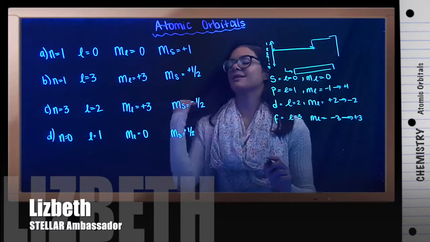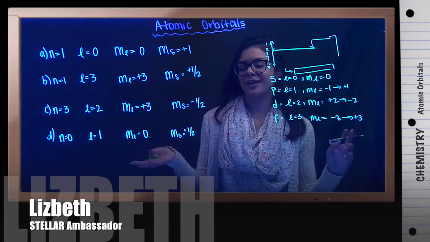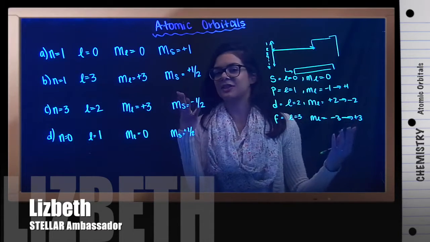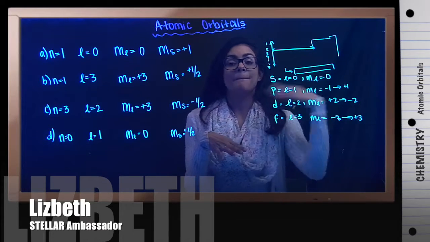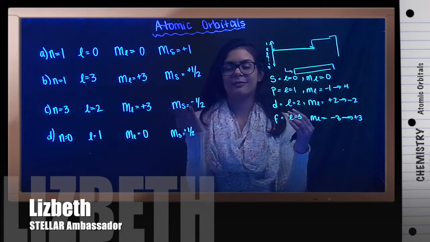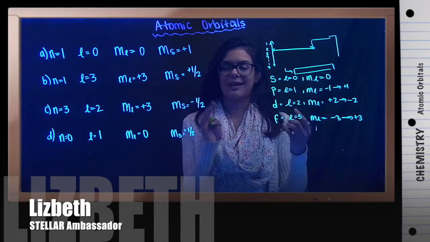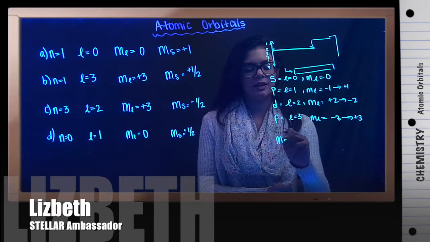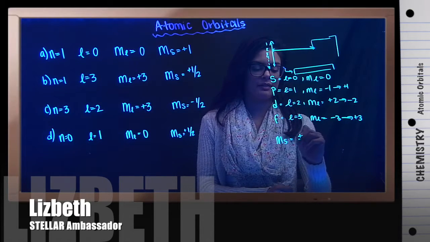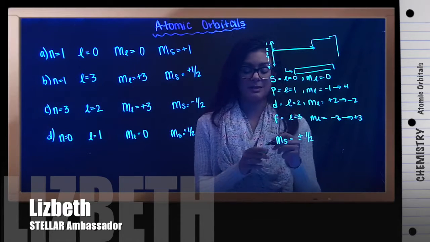And then your M sub S, this was my favorite for whatever reason. It's just the spin of the electron, and it can only spin in a positive manner or a negative manner. So it's positive 1/2 or negative 1/2. Those are the only 2 values that can exist for your spin.